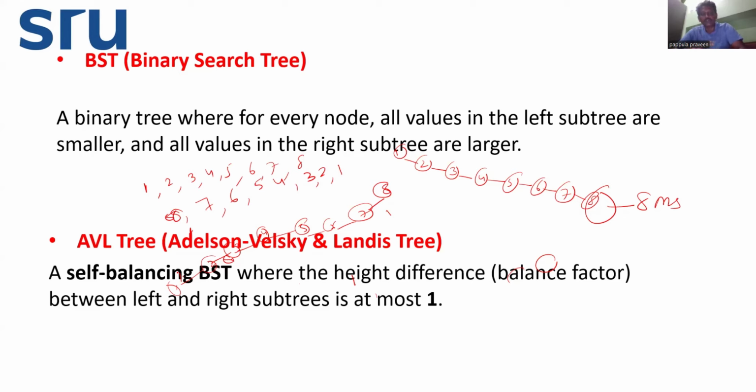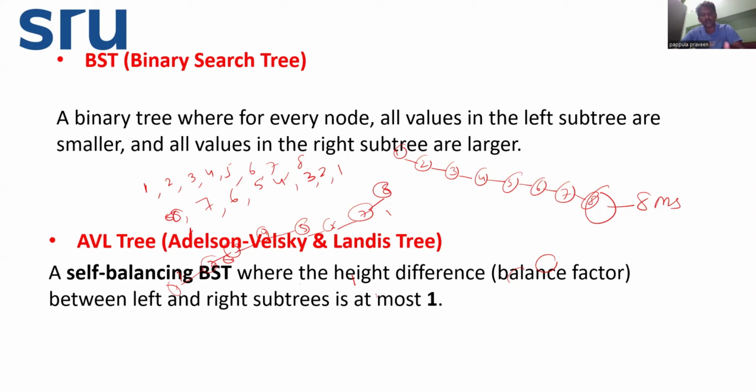Now we want to search 1. For example, we have to print 1, or we want to search 1. Now 1 is the leftmost child of 8. Is 1 equal to 8? No, the condition fails. Is 1 equal to 7? No, the condition fails. Is 1 equal to 6? No, the condition fails. Then move to the left side. The next node is 5. Is 1 equal to 5? No, the condition fails.